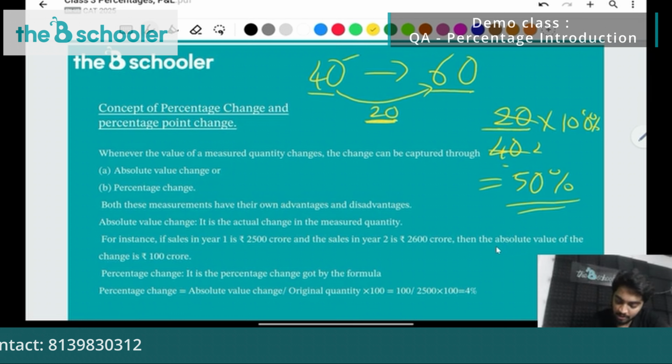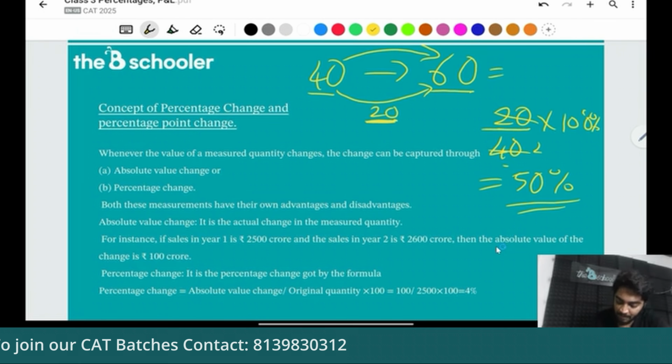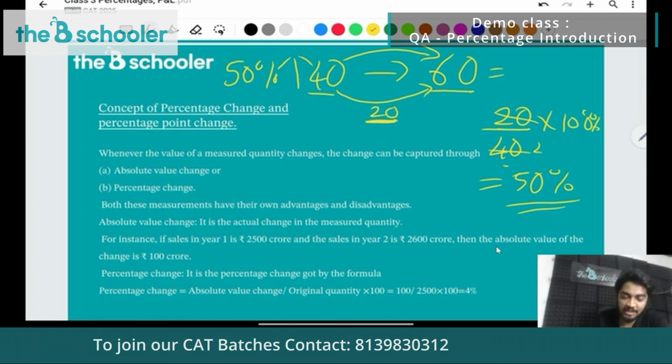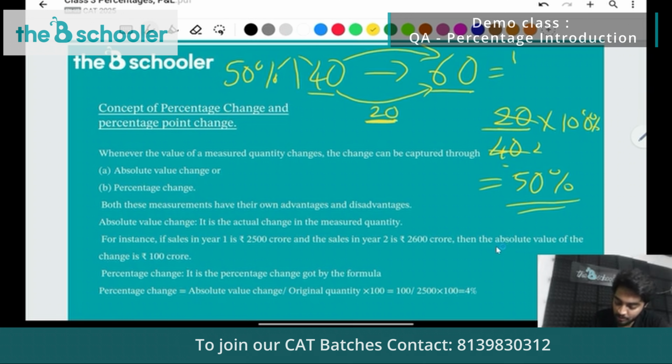ശരിയല്ലേ? 40 to 60 നോക്കുമ്പോൾ 50% of 40 is 20. അപ്പോൾ ആ അത്രയും 20 അല്ലേ കൂടിയിരിക്കുന്നത്. So 50% അല്ലേ കൂടിയിരിക്കുന്നത്. That means it became 50 percentage increase. 50 percentage increase means what? നേരത്തെ ഉണ്ടായിരുന്ന വാല്യൂ, whole of that value, that is going to be 100%.